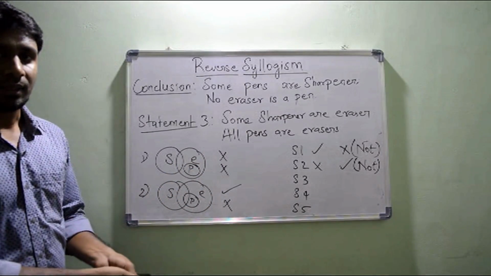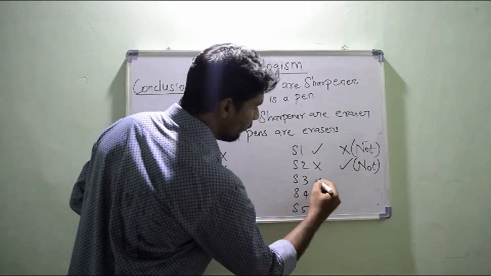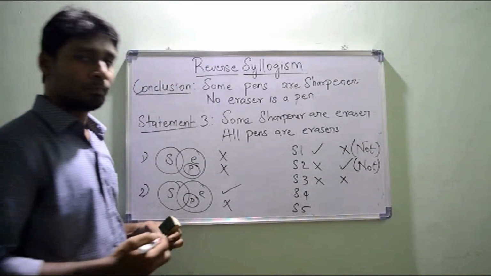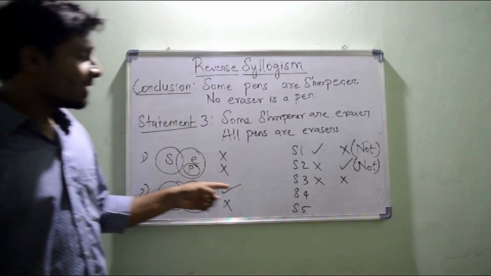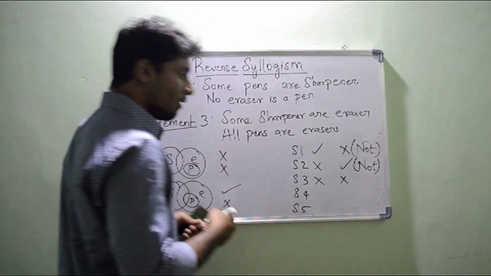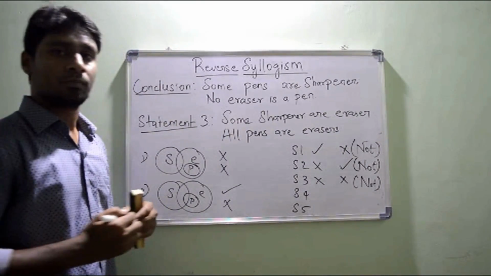So again using rule 3, I can consider this as false. So statement 3 is false in both the cases. Got it? It is false in conclusion 1, and again false in conclusion 2 also. So statement 3 is also not following the given conclusion.